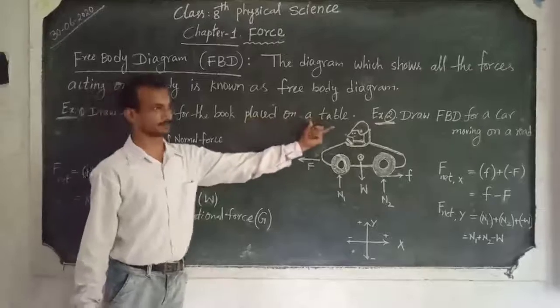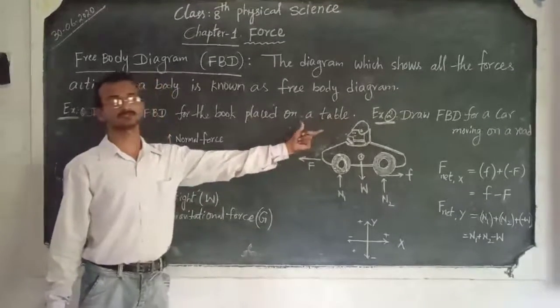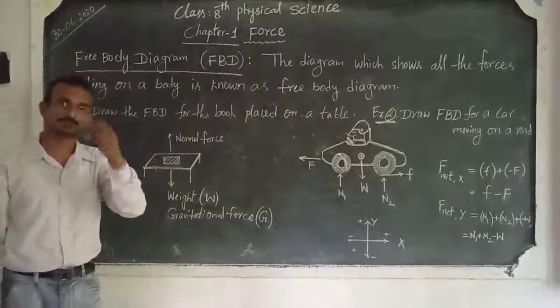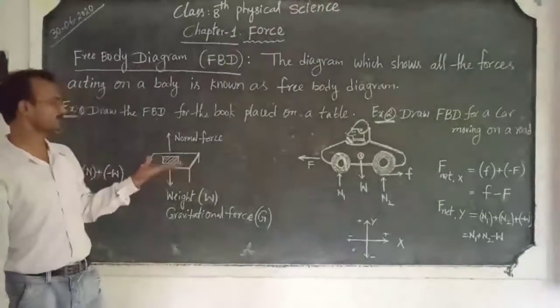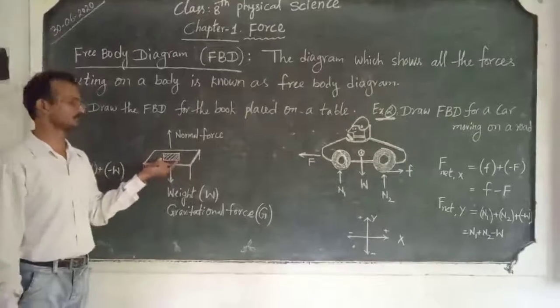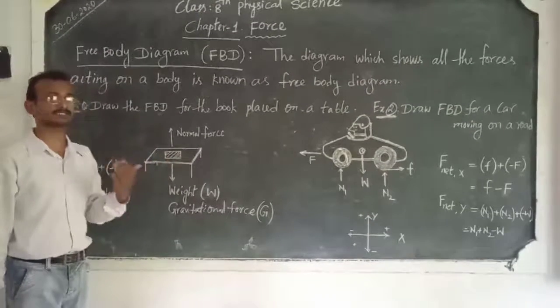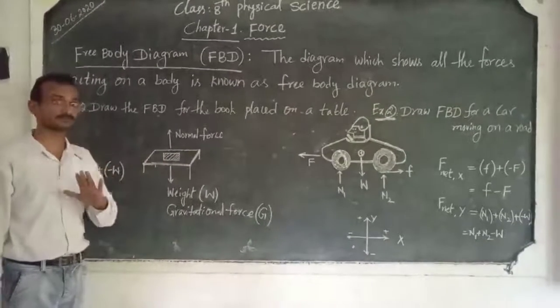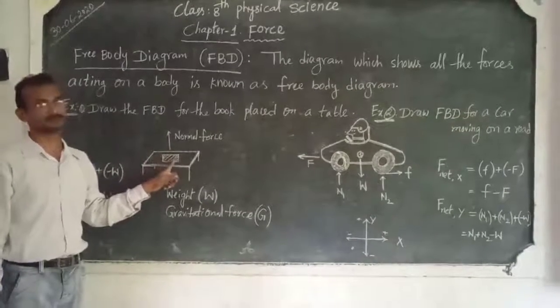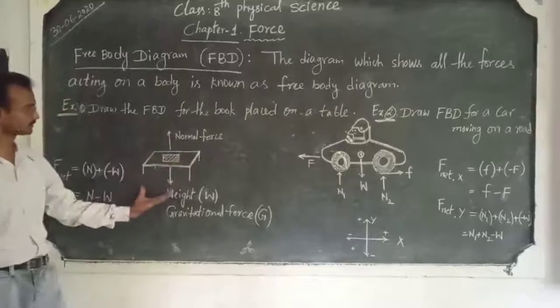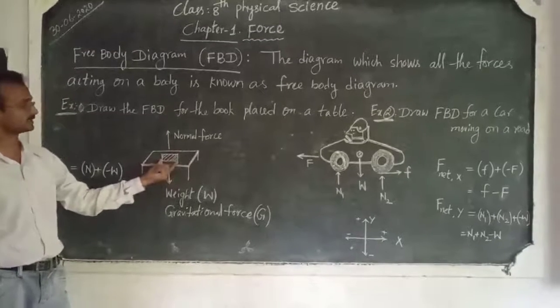For example, you may be asked a question like, draw the free body diagram for the book which is placed on a table. He is asking for the free body diagram for the book which was placed on a table. So you may draw a rough diagram for the table and the book. The diagram must show all the forces acting on the book.